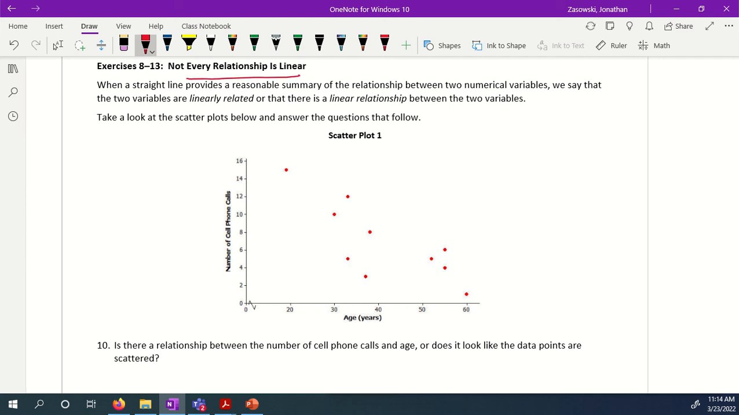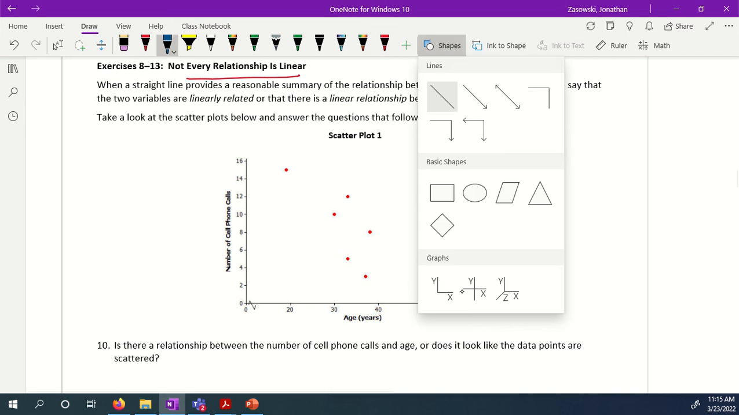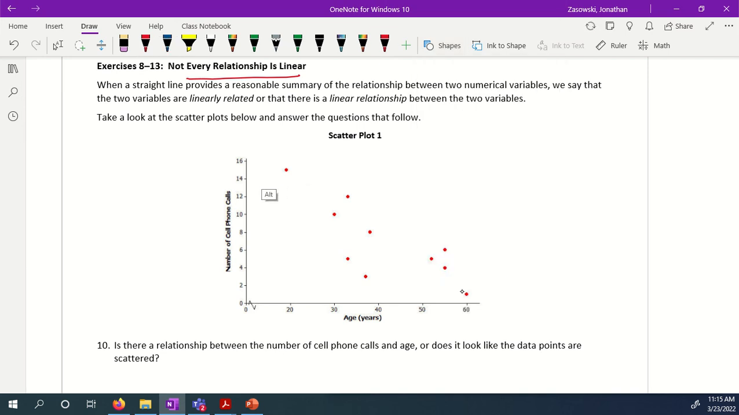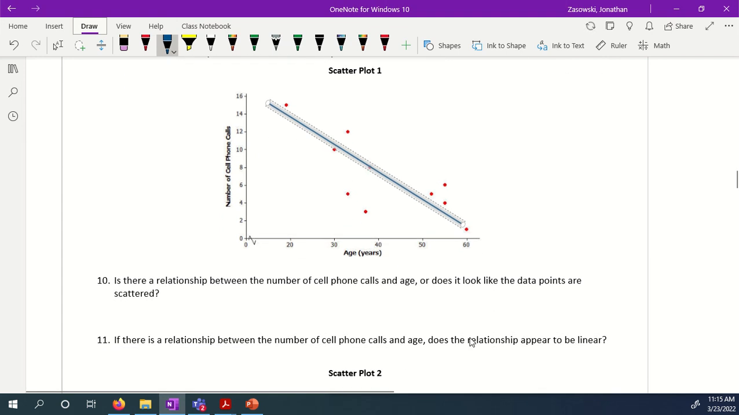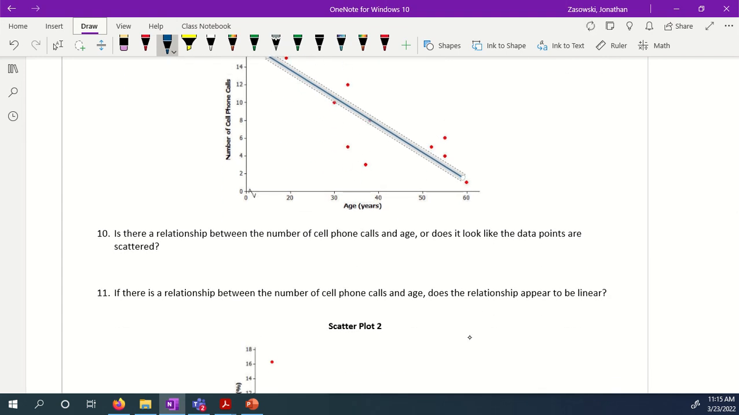Okay? So if you look at what's going on with scatterplot 1, we have the age of a person on the x-axis and the number of cell phone calls on the y. So you would say, as someone gets older, does the number of phone calls they make tend to increase or decrease? And we can see from the pattern that it tends to decrease. You can look at the points, they tend to follow a linear progression, meaning that they decrease at a constant rate. So does it look like the points are scattered? We can still say yes, okay?